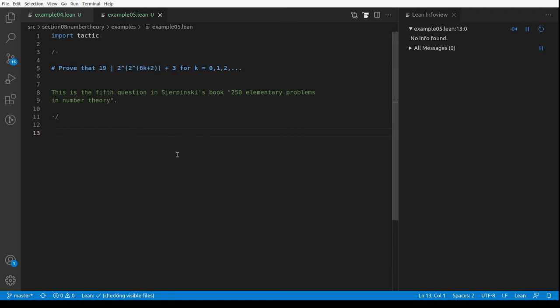The next question in Sierpinski's book is: prove that 19 divides 2 to the 2 to the 6k plus 2, plus 3, for k a non-negative integer. So presumably the base case is fine. The base case k equals 0: 2 to the 2 squared is 4, 2 to the 4 is 16, plus 3 is 19, and 19 divides 19. What about the inductive step?